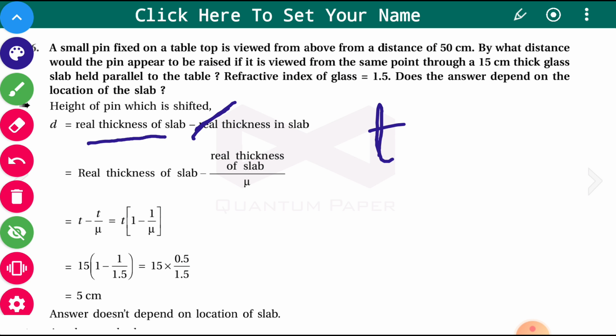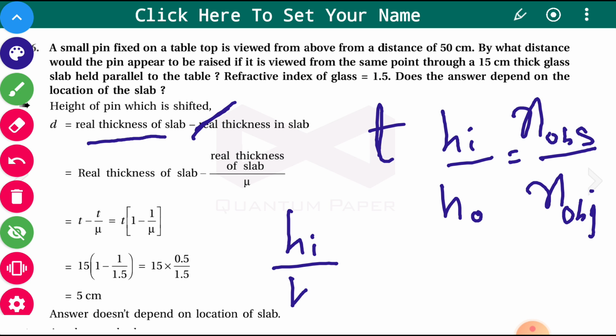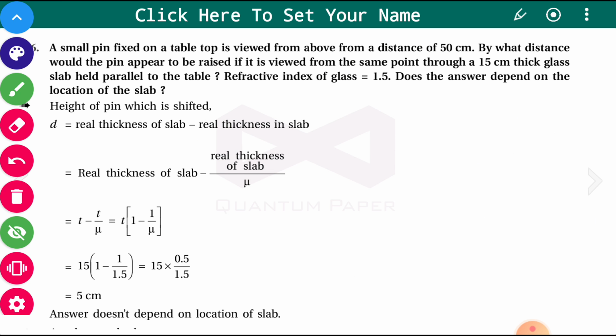Now, as you know, the virtual height Hi upon original height Ho is n of observer upon n of object. Now the observer is in air, so we can write Hi upon Ho is equal to refractive index of 1 upon the refractive index of the glass slab kept in between the observer and the pin, say mu. Then Hi is equal to Ho upon mu.